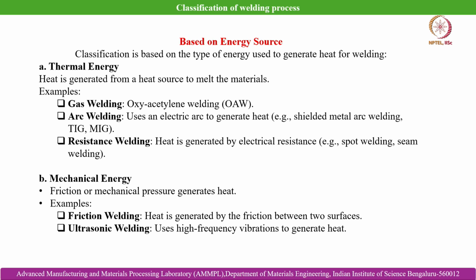So this is the classification of welding techniques based on the energy source that is going to be utilized for welding purposes. And then based on the mechanical energy, friction or mechanical pressure generates heat. The example is friction welding. When heat is generated by the friction between two adjacent surfaces, we can achieve friction welding. And then ultrasonic welding, which uses high frequency vibrations to generate heat. So these are the classifications.